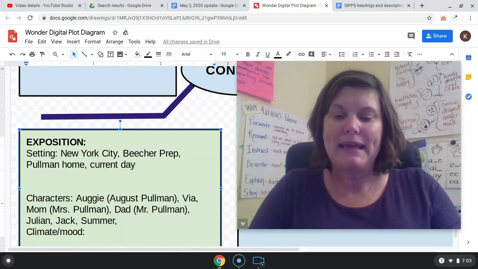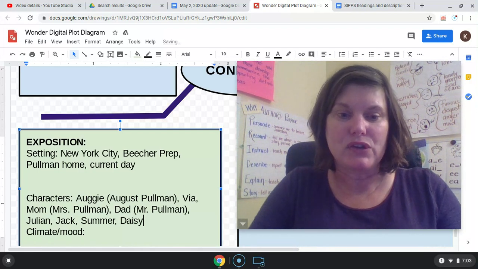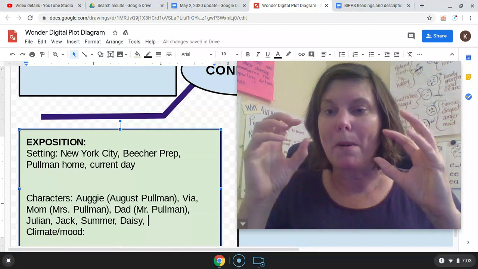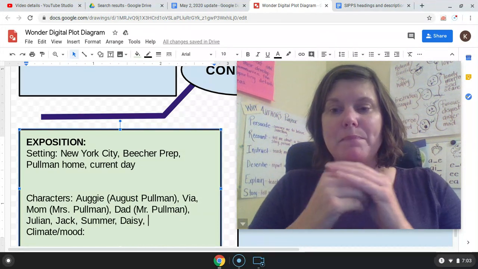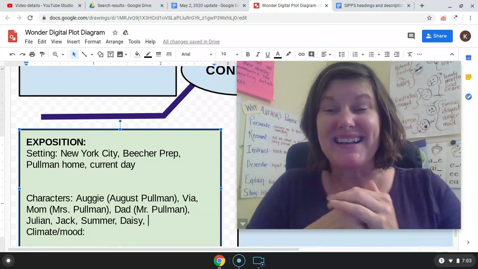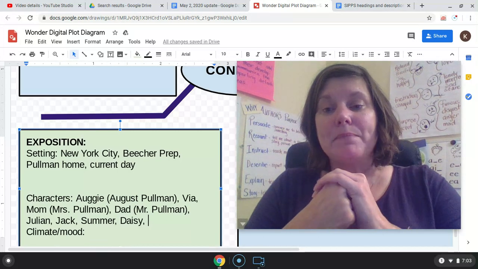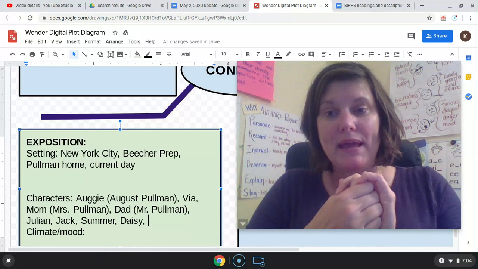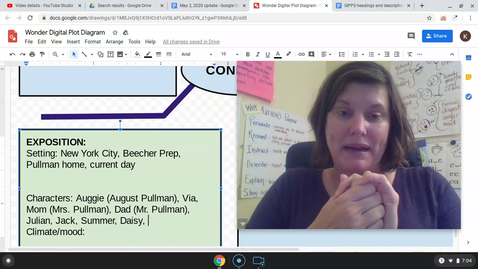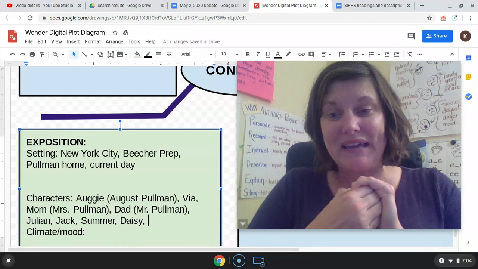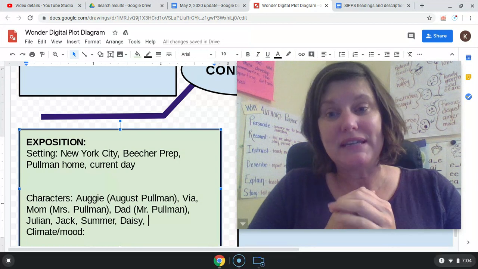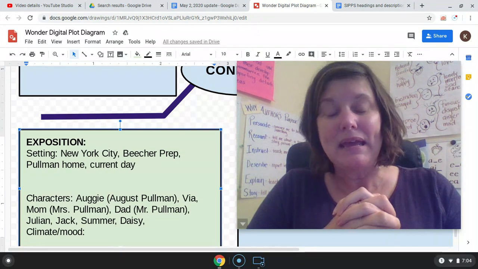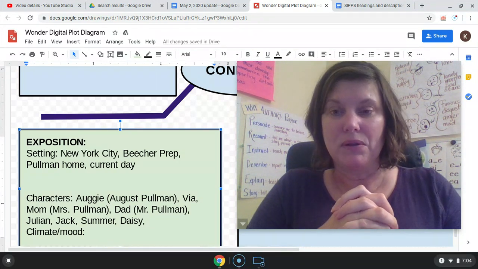I would say Daisy is also a critical or major character in the novel, because Daisy loved Augie unconditionally. He felt very comfortable and didn't feel judged by her. And then, as we sadly just read in the past couple of chapters, she did actually pass away because she was really ill.